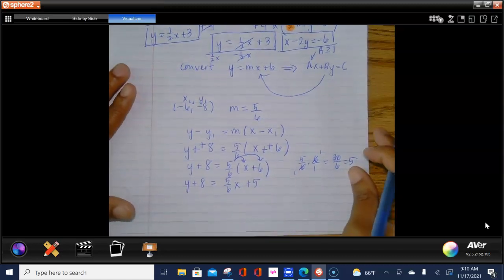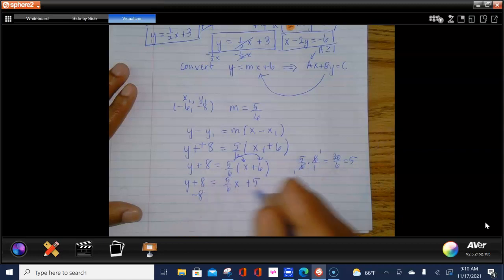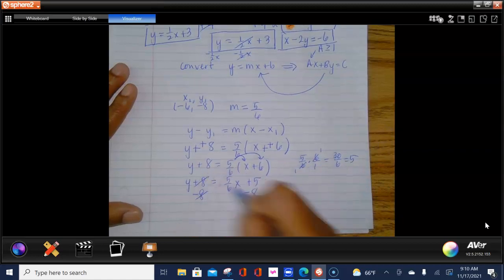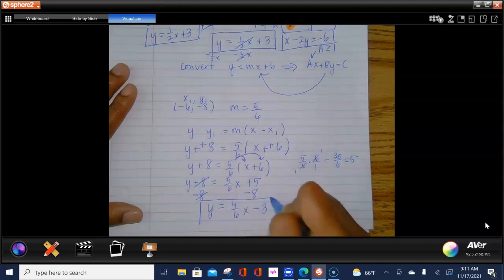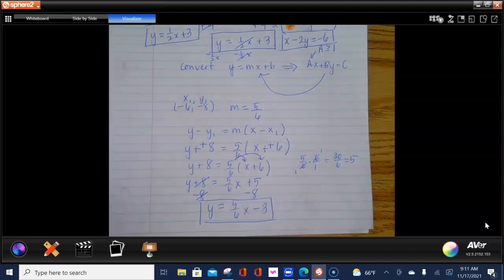Remember, they want it in slope-intercept form. So we're going to isolate our y, move away this constant. The final answer is y equals 5/6x - 3. Don't forget your rule of integers. Okay, study. So this is the answer, guys, in slope-intercept form.